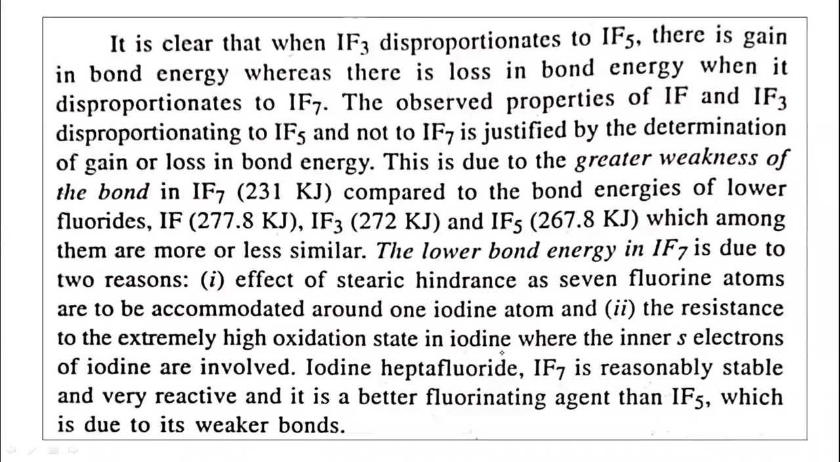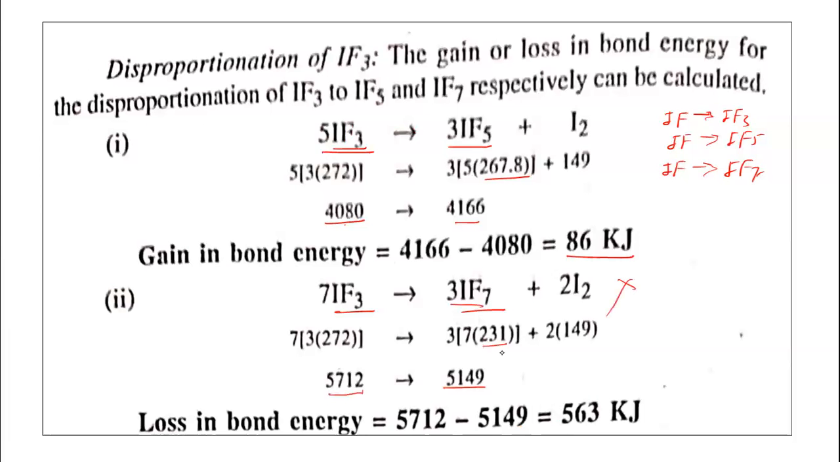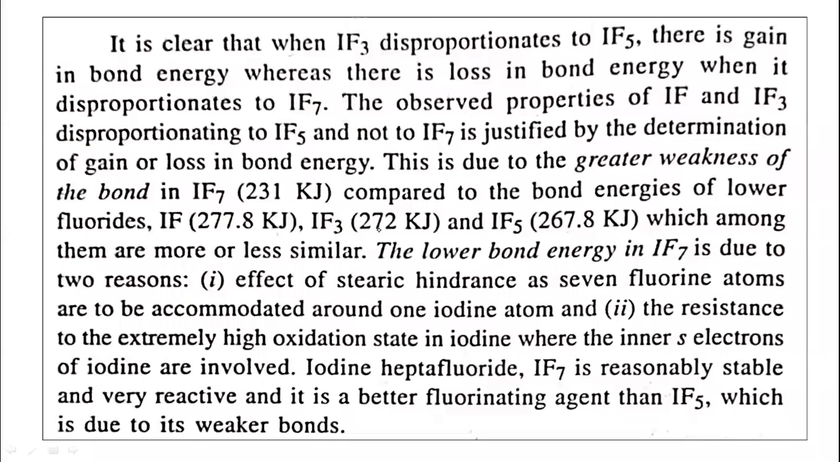So it is clear that when IF3 disproportionates to IF5, there is a gain in bond energy. Okay, you can see here IF3 converted to IF5, there is a gain in bond energy, whereas there is a loss in bond energy when it is disproportionated to IF7. When it is converted to IF7, there is a loss in the bond energy. Thus, the observed property of iodine fluoride, IF3 disproportionating to IF5 and not to IF7, is justified by the determination of gain or loss in bond energy.